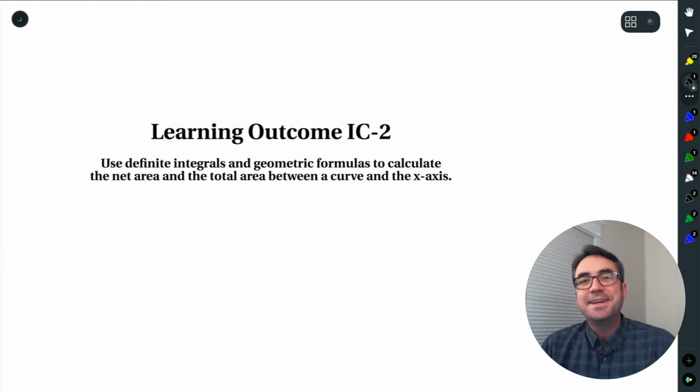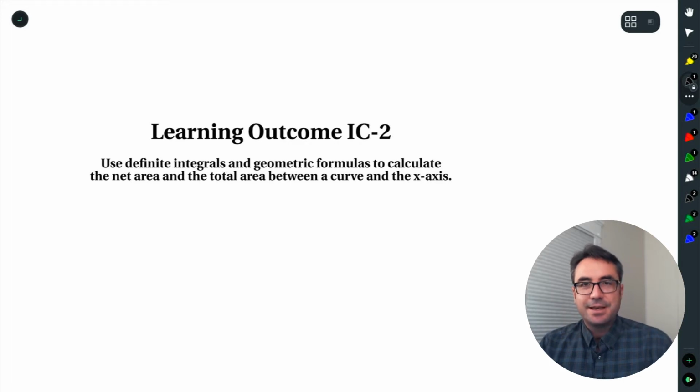Welcome everyone. In this lesson, we're going to see how to use definite integrals and actually a little bit of geometry to help us calculate the net area and the total area for the region between a curve and the x-axis. So we're going to start seeing some applications of the definite integral here.